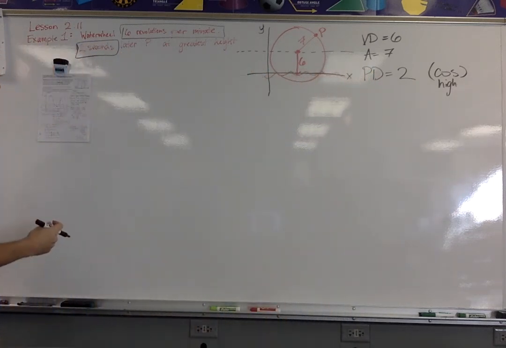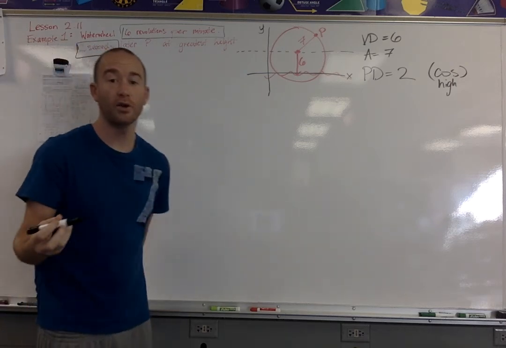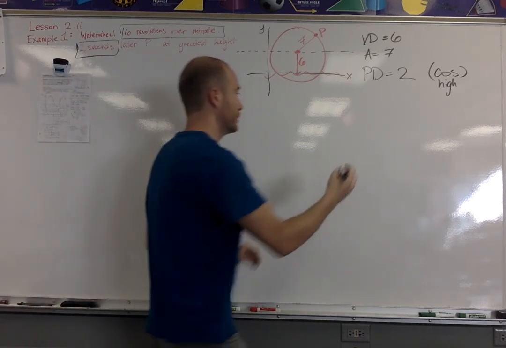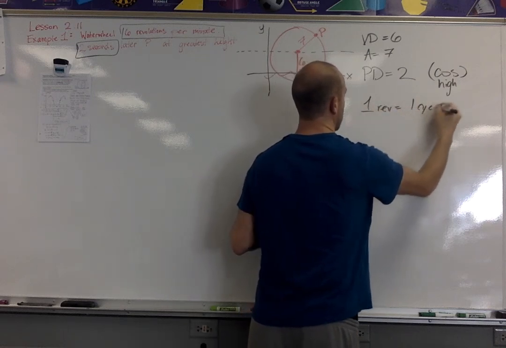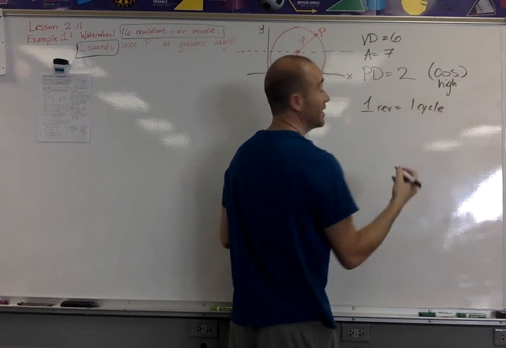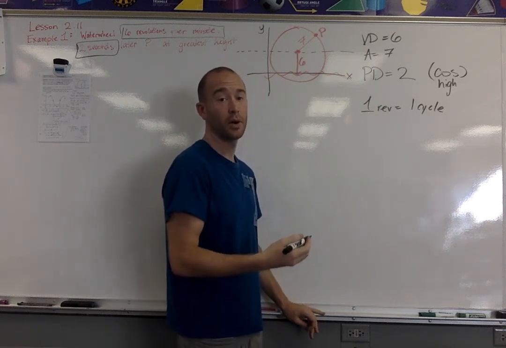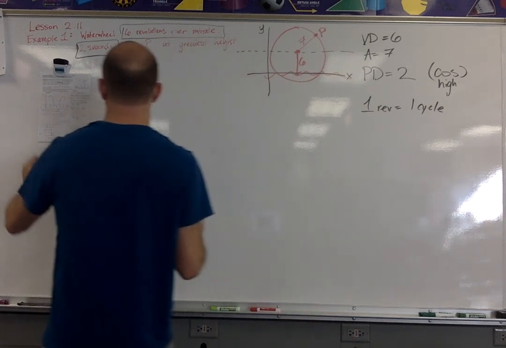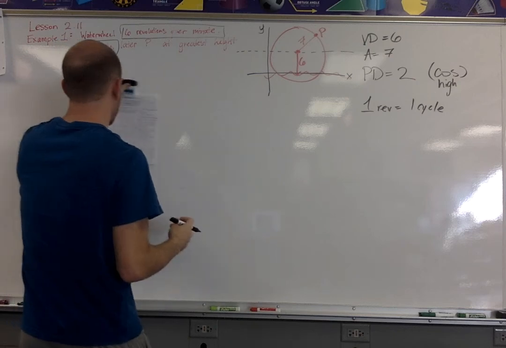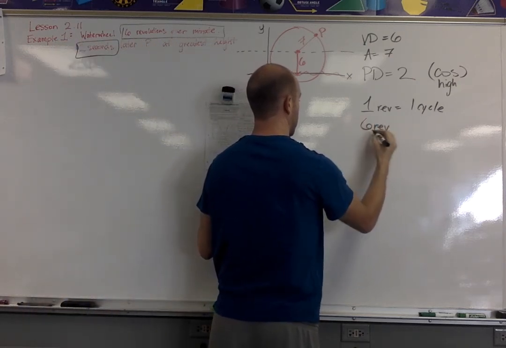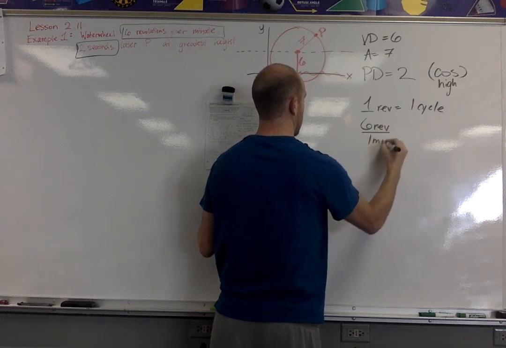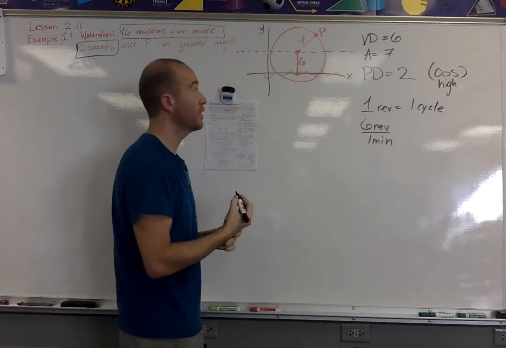And then we've got 6 revolutions per minute. So I just said 1 revolution is 1 cycle. And here they're saying that it's 6 revolutions per minute. So if I've got 6 revolutions per minute, okay, that's what they're giving you.